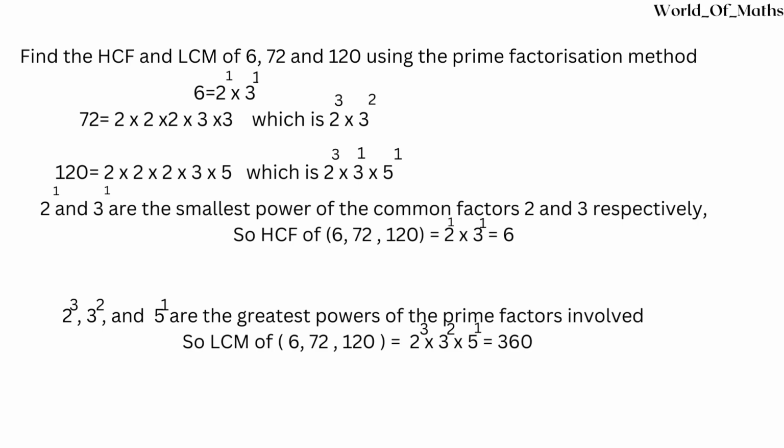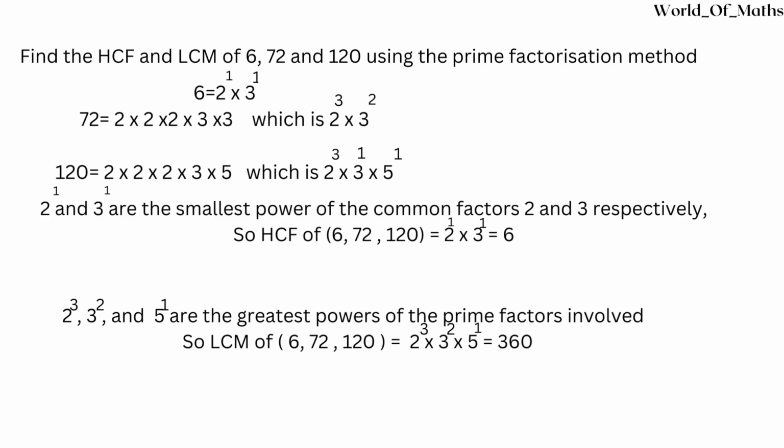Now let's do one more question. Find the HCF and LCM of 6, 72 and 120 using the prime factorization method. Using the prime factorization method, we know the factors of 6 are 2 and 3. 6 can be expressed as 2 multiplied by 3, and 72 we will get 2 multiplied by 2 multiplied by 2 and multiplied by 3 and multiplied by 3, which is 2 to the power of 3 multiplied by 3 to the power of 2.